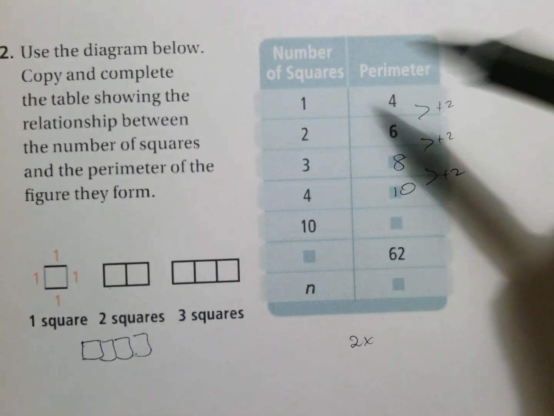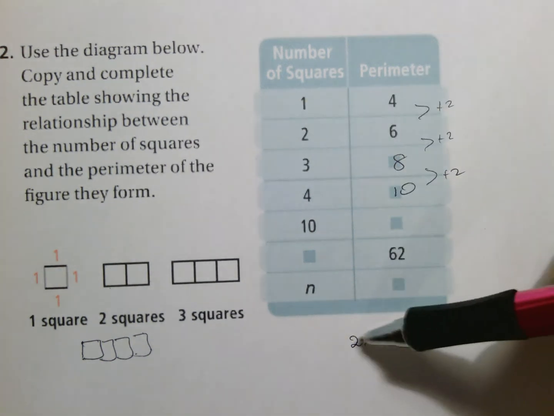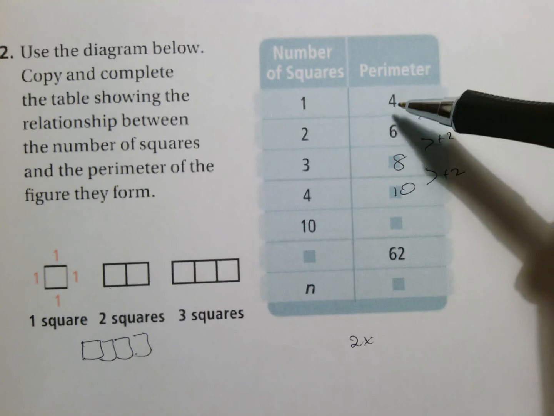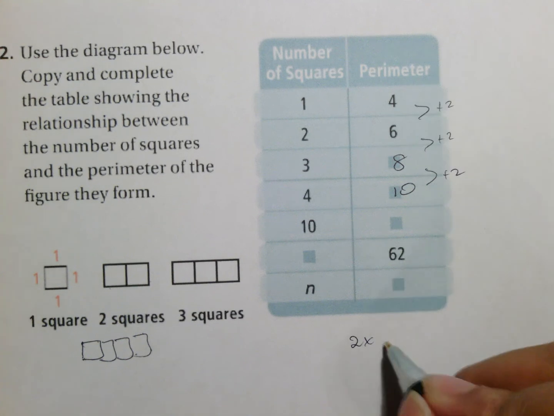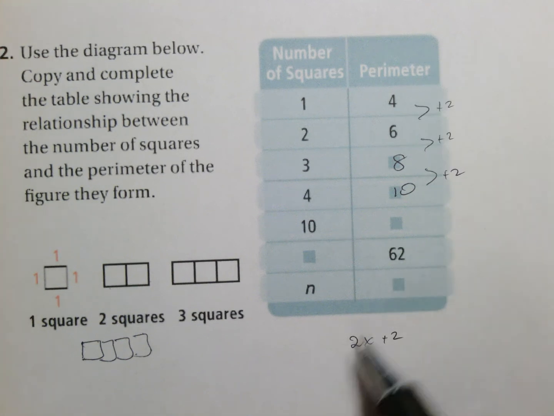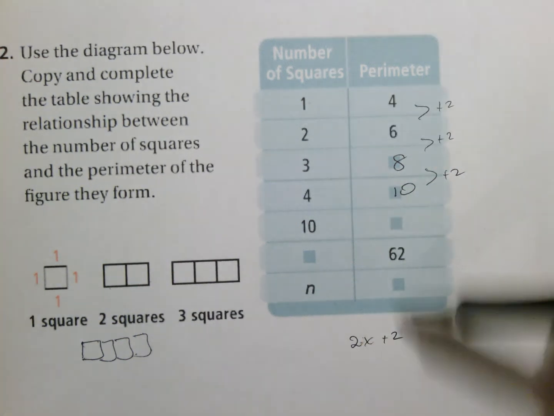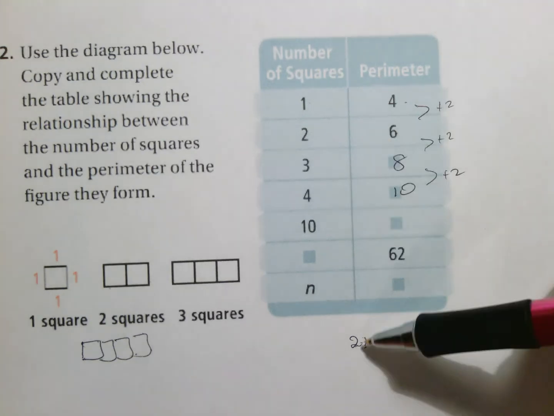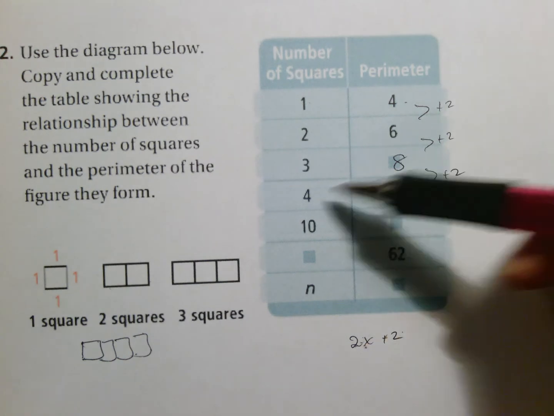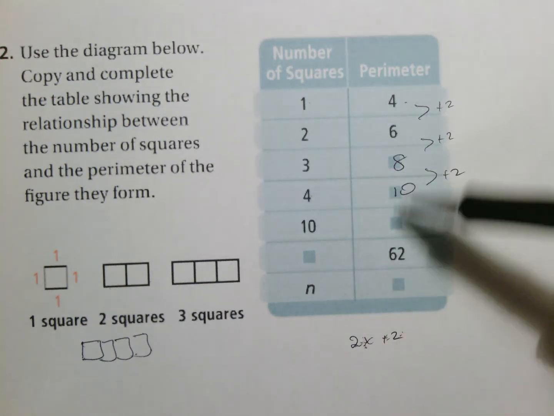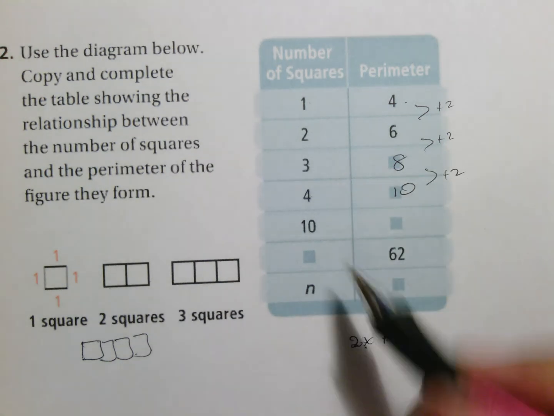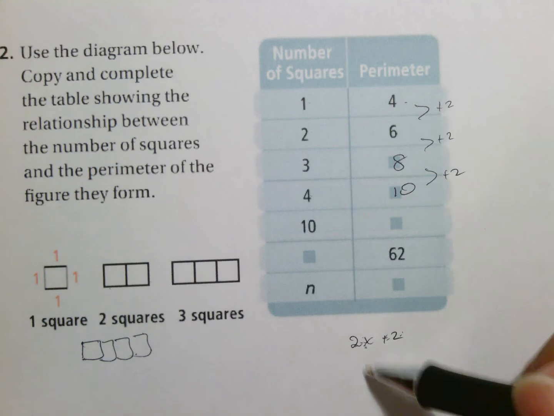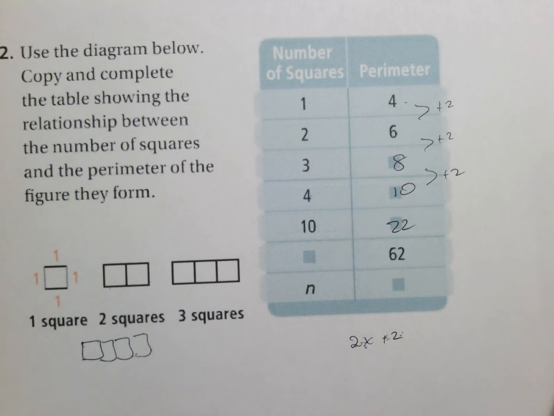So again, now you say this part and you say 2 times 1 is 2 plus 2 more makes 4. And let's check. 2 times 1 is 2 plus 2 makes 4. 2 times 2 is 4 plus 2 makes 6. 2 times 3 is 6 plus 2 makes 8. 2 times 4 is 8 plus 2 makes 10. So now if you want to know what 10 is, you simply put the 10 in for x. That makes 20 plus 2, which should be 22.